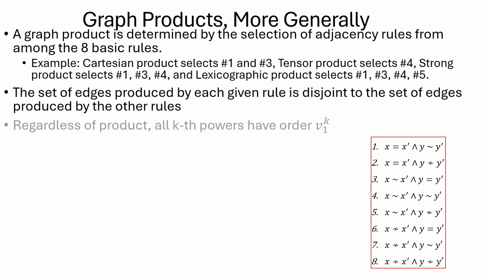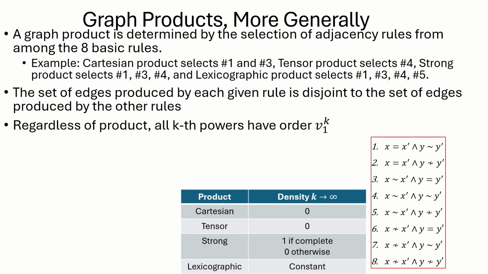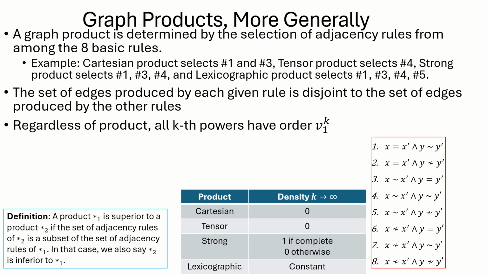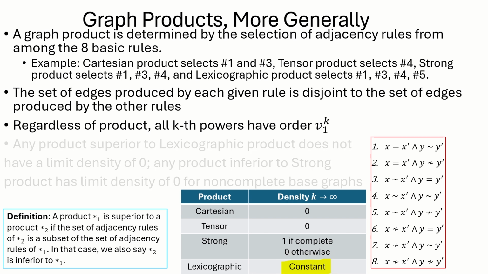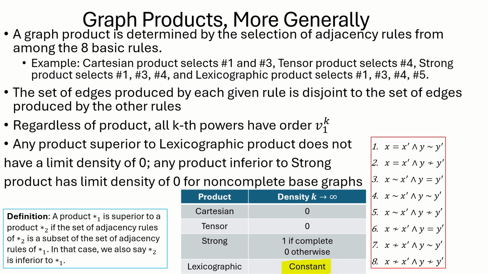All graph product kth powers will have the same number of vertices, v sub 1 to the k, where v sub 1 is the number of vertices of our base graph. It's only in their edges that they differ from each other. Now recall our previous table. Any graph product that includes the lexicographic product as a subset, which we can define to mean it's superior to the lexicographic product, that is, any product that chooses at least the first, third, fourth, and fifth rules, will have the property that the density does not go to 0 as we take higher and higher powers of the base graph.